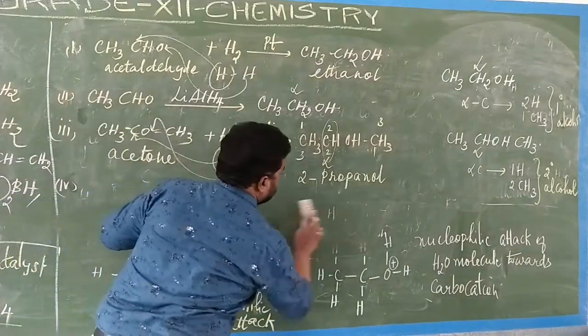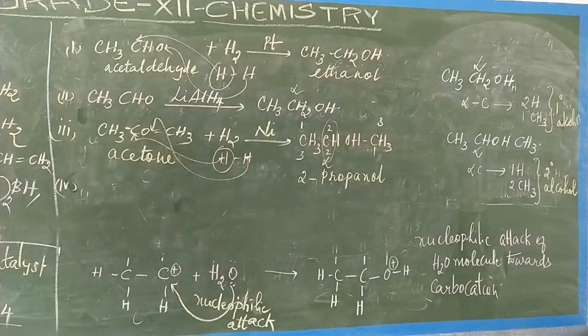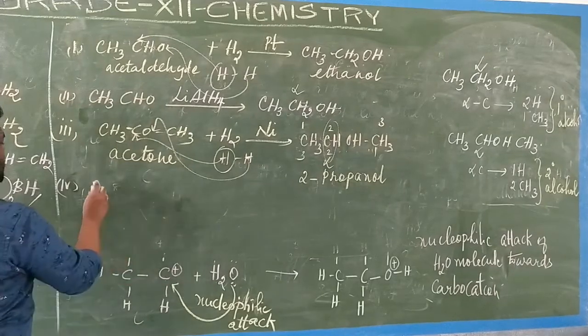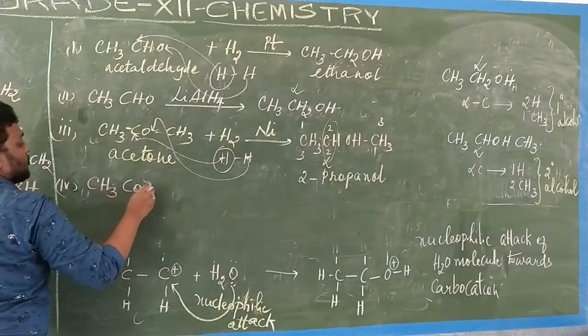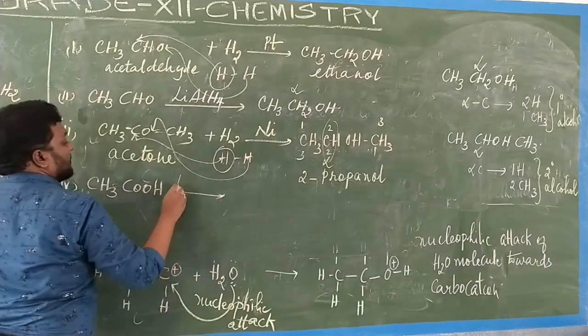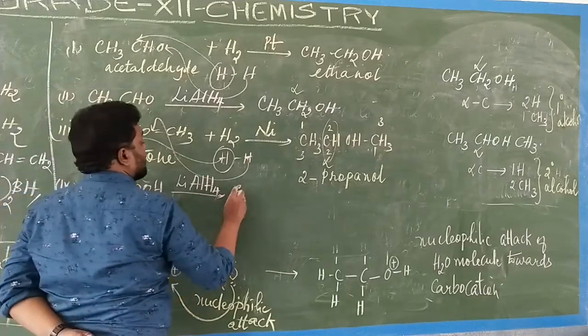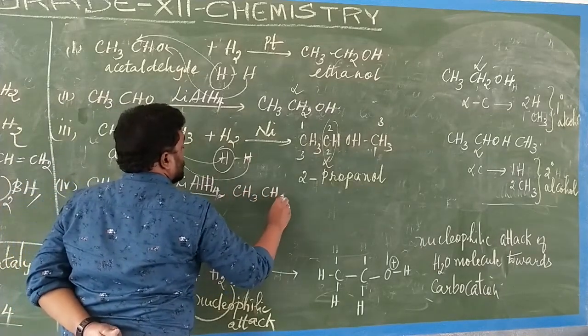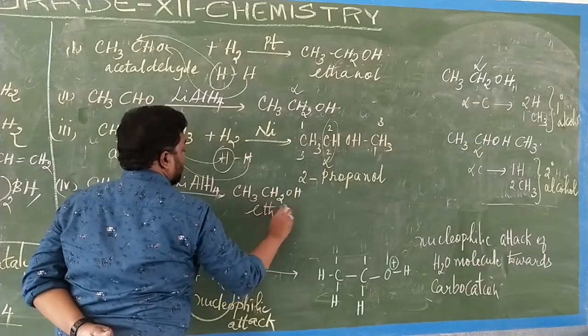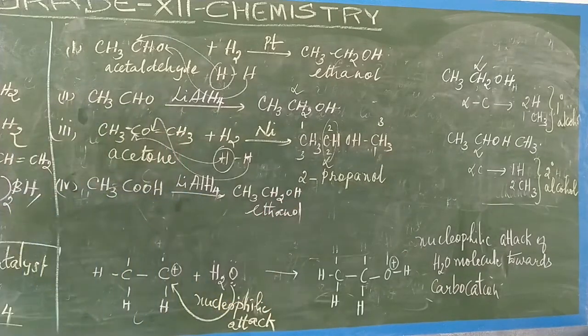Reduction of carboxylic acid: CH3COOH on treatment with lithium aluminium hydride gives rise to the formation of CH3CH2OH, which is also called ethanol. So the carboxylic acid on reduction gives rise to water and ethanol.